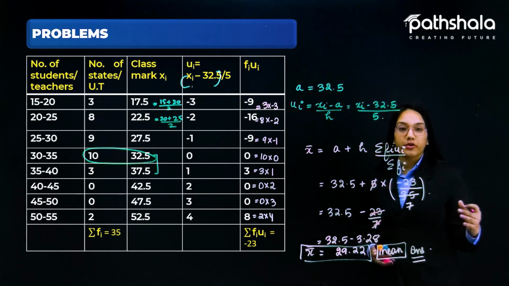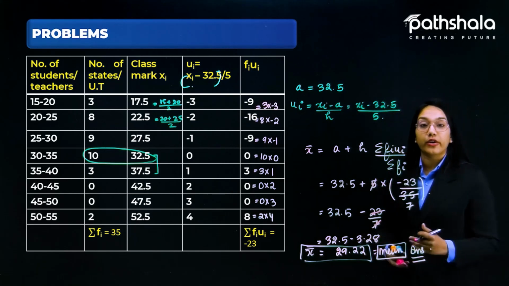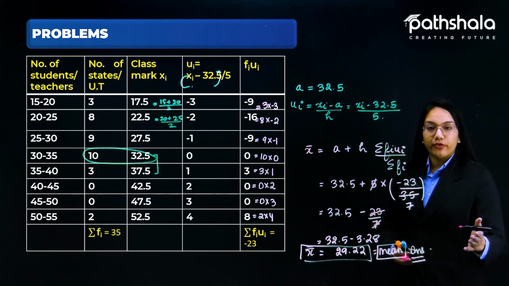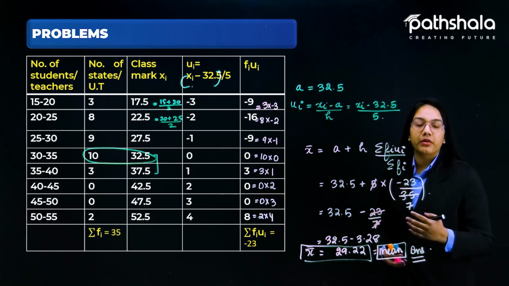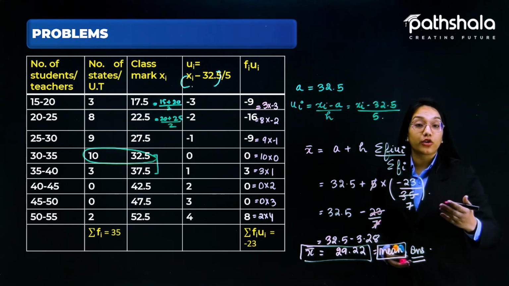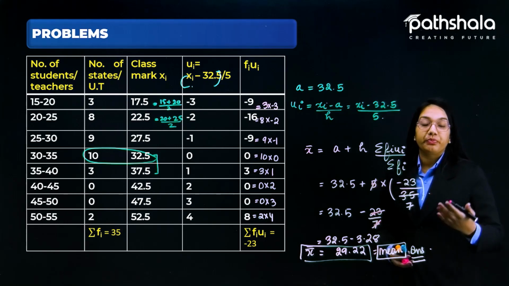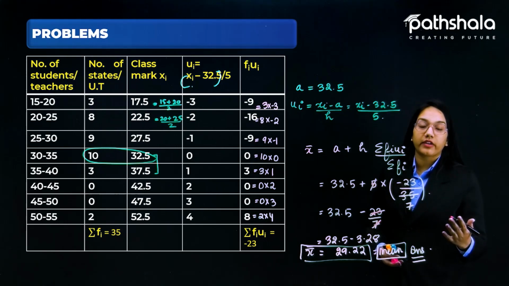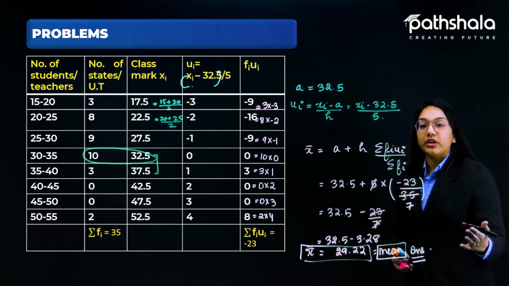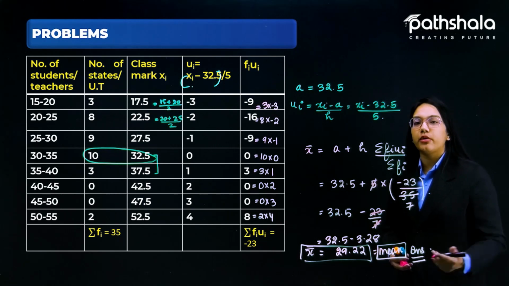So this is all about this question, in which we have calculated the mode as well as the mean. First of all, we calculated the value of the mode using the formula after finding the modal class, and after that we calculated the mean using the step deviation method. So this is all about this question.